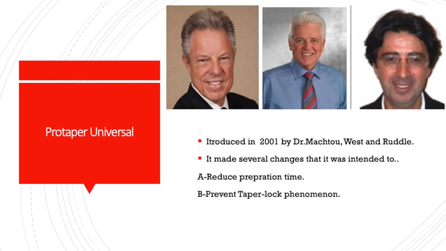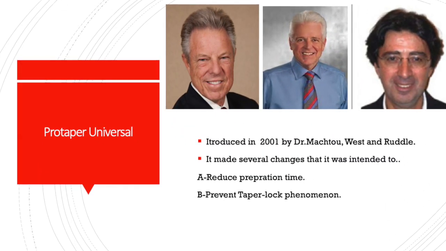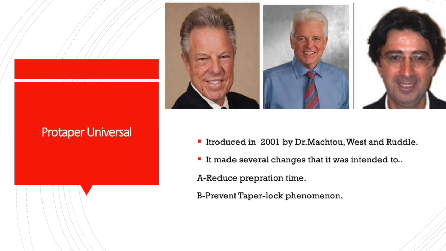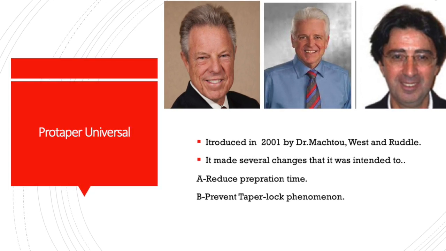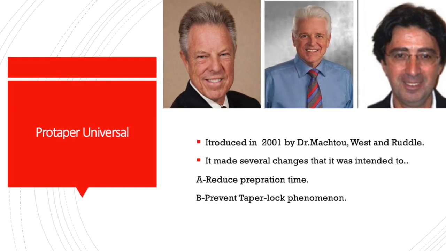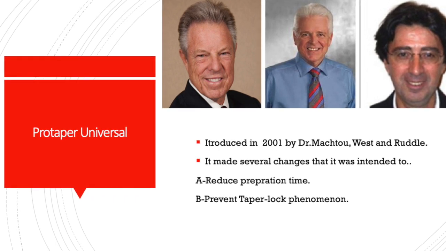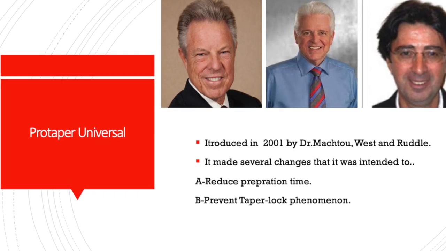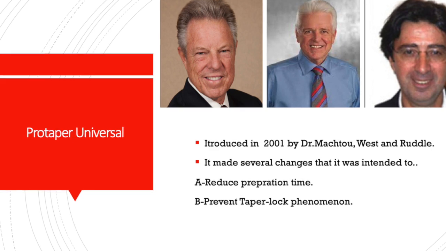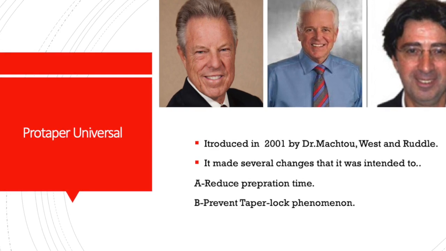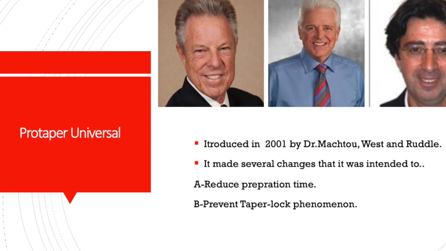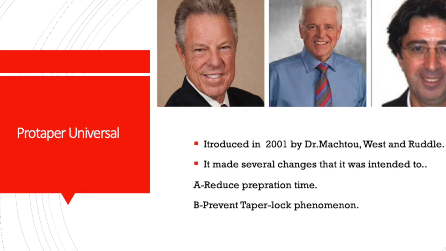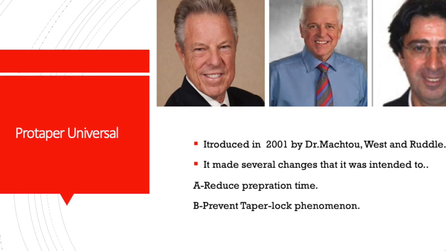In the year 2001, Dr. Mashtu, Dr. Riddle, and Dr. West introduced a taper with no radial land for improved cutting efficacy, reduced working end to 14 mm, and multiple tapers to overcome the taper lock phenomenon, but transportation and straightening of the root canal were always noted.